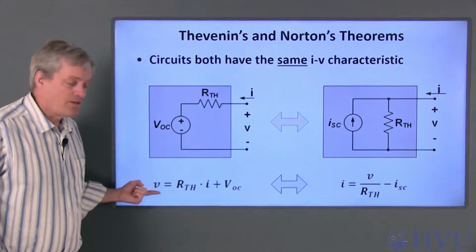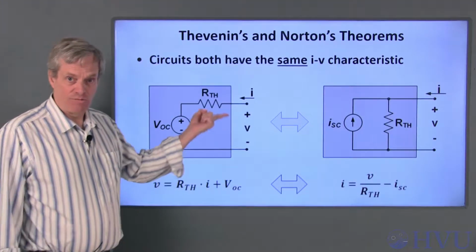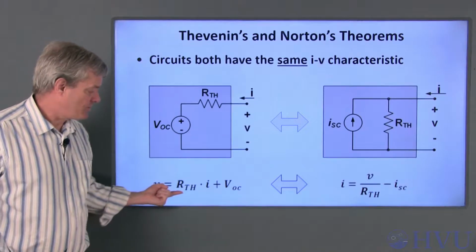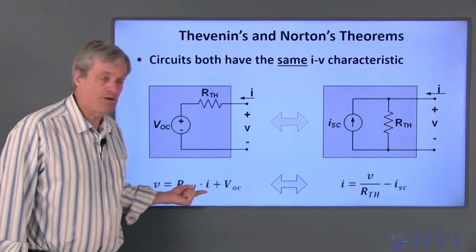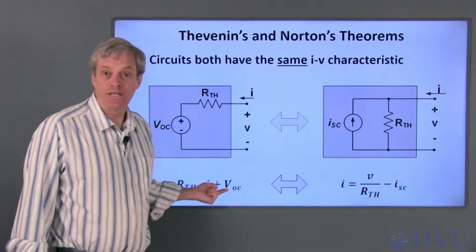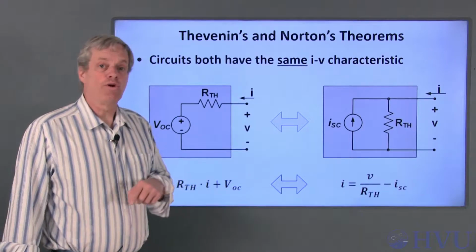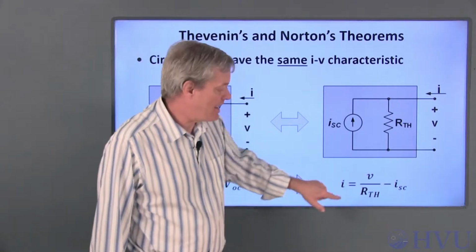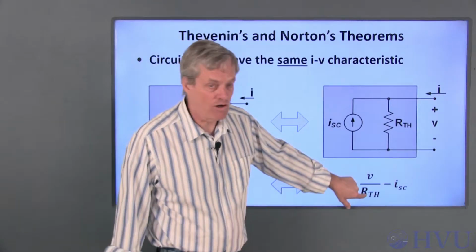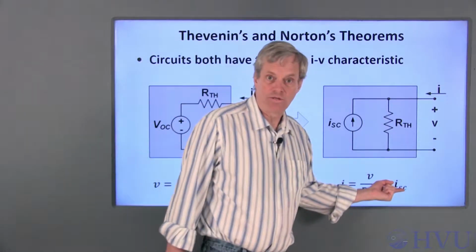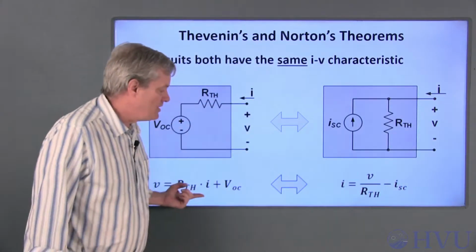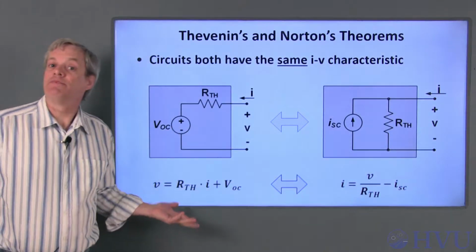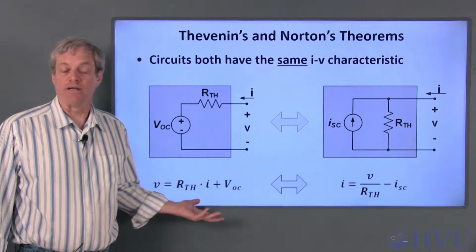Thevenin's theorem says that the voltage-current relationship at these terminals is that the voltage across the terminals is RTH times the current I plus VOC, the open circuit voltage. Norton's theorem says that the same voltage-current relationship can be written as I is equal to V over RTH minus the short-circuit current. That means that these two equations are the same since they both describe the same circuit.